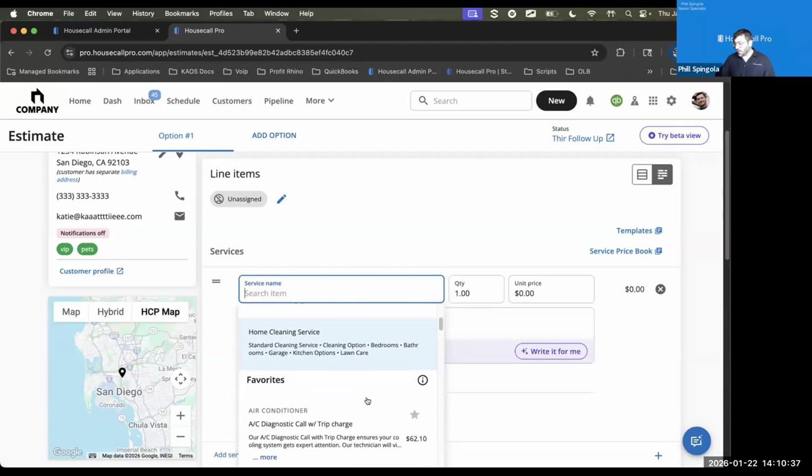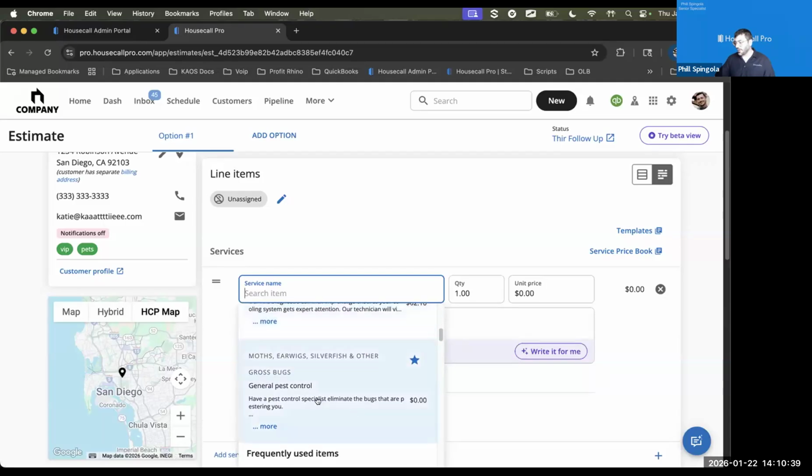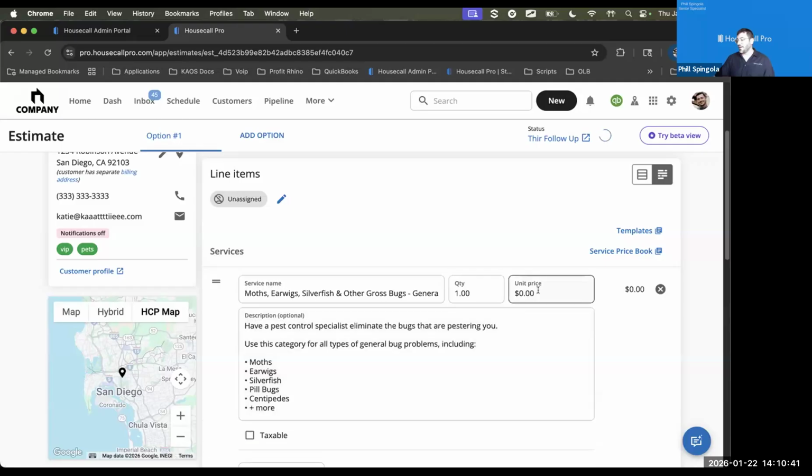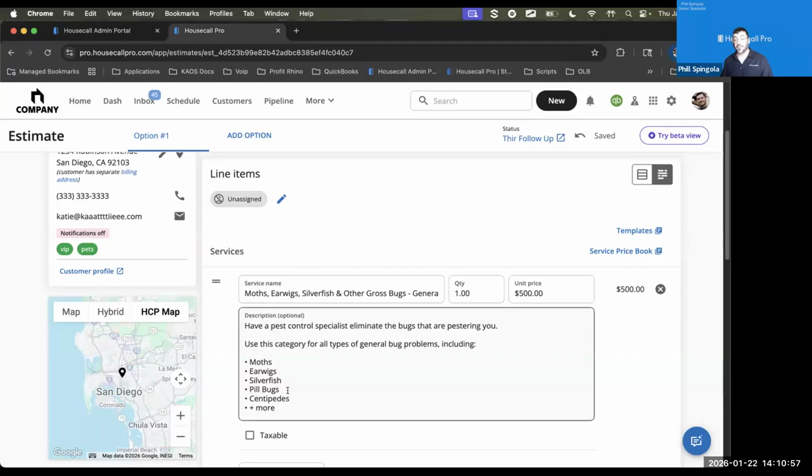For an example here, just general pest control. If I'm going to say that this is going to be $500, basically in here we're telling the customer everything that's laid out within that service. So with flat rate, I would put something in here like, this includes my technician coming out there.